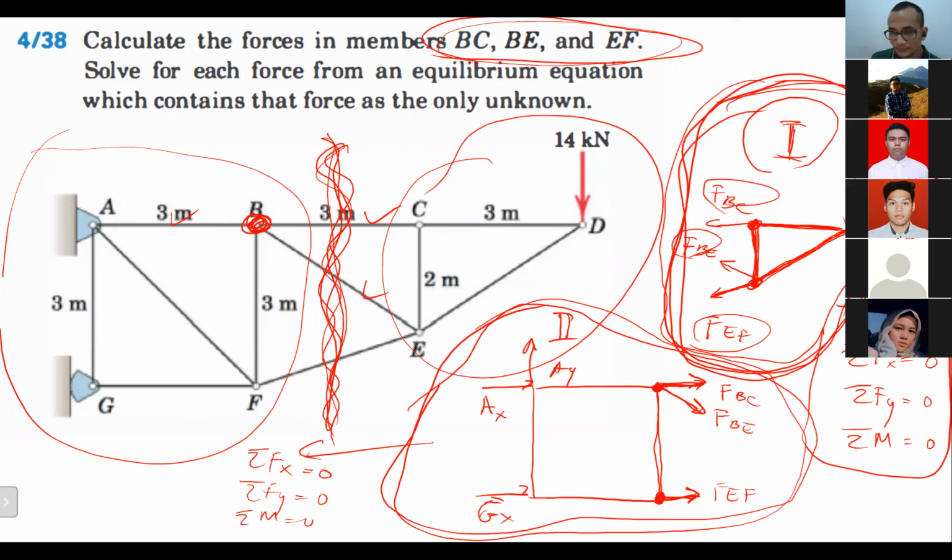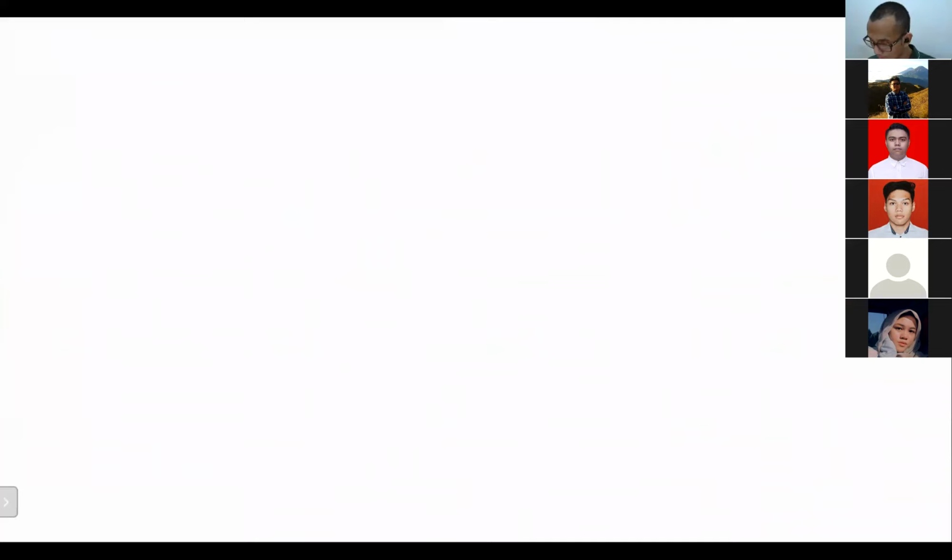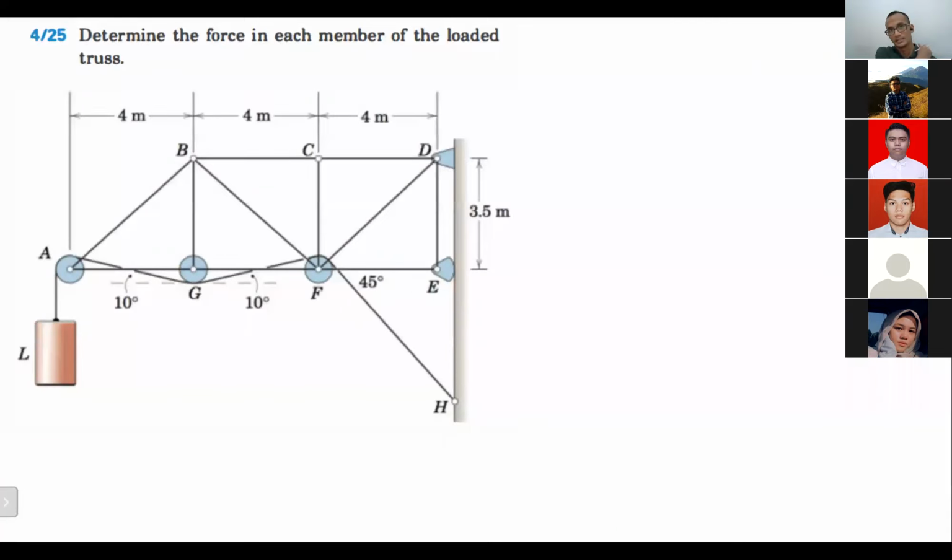So if we assume FBC from the B joint is tension, but suddenly the calculation result is negative, it will be compression. The actual thing that is happening is under compression. I see, sir. That's the easiest way to do it. But if you have an easier way to do it, it's up to you guys. Now, let's start with the next problem example.